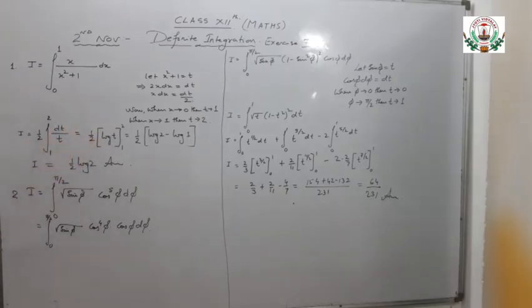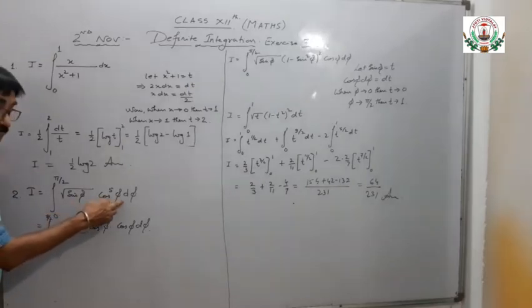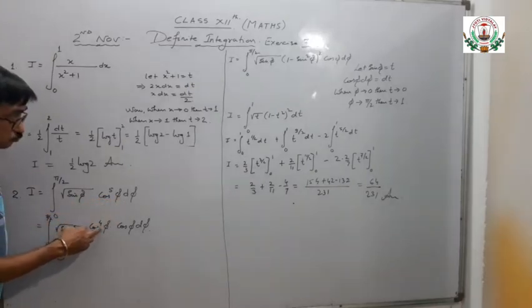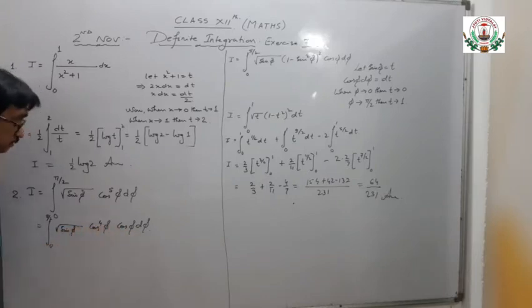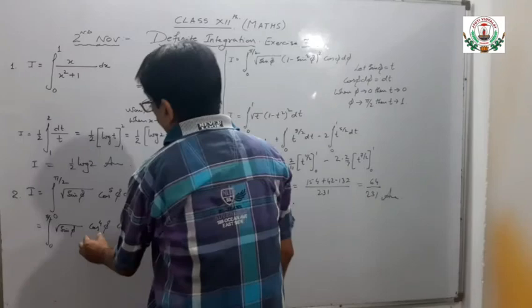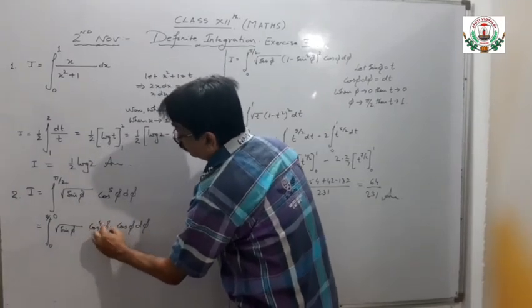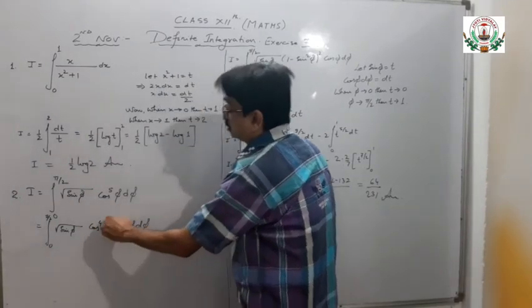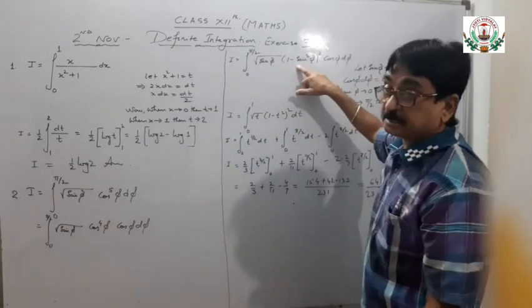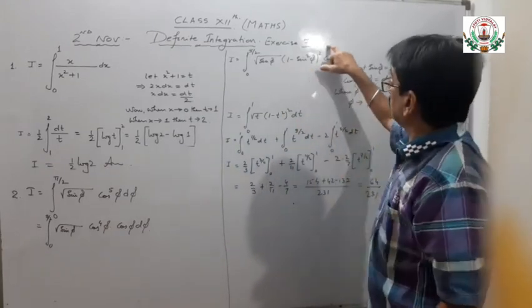Okay. Now the second question, integration 0 to pi by 2 root sin phi cos to the power 5 phi d phi. Cos to the power 5 can be written as cos to the power 4 phi times cos phi d phi. As we know that the differentiation of sin phi is cos phi. Now cos to the power 4 phi can be written as cos square phi the whole square. So cos square phi can be written as 1 minus sin square phi the whole square.